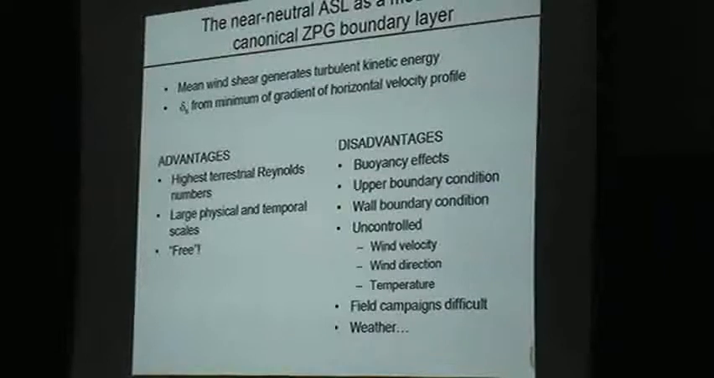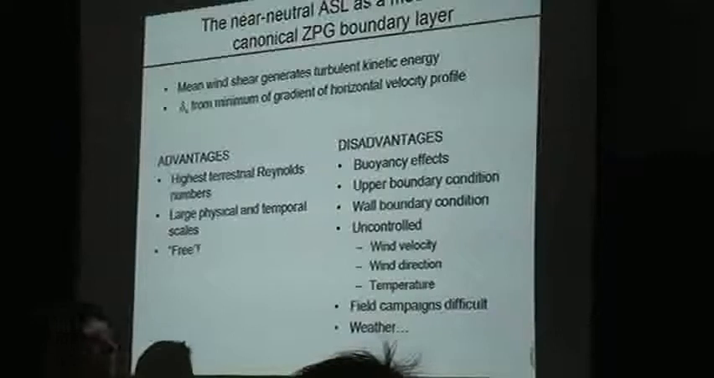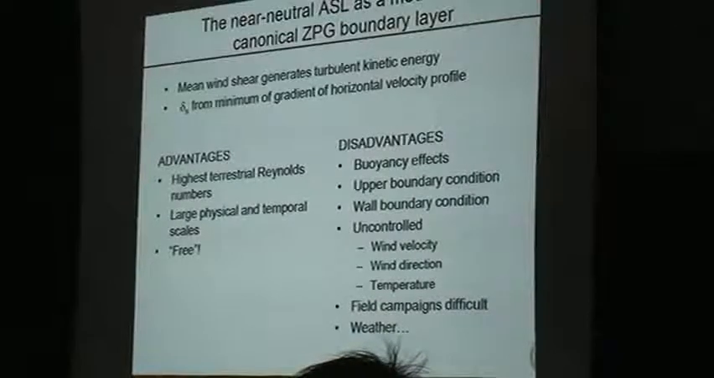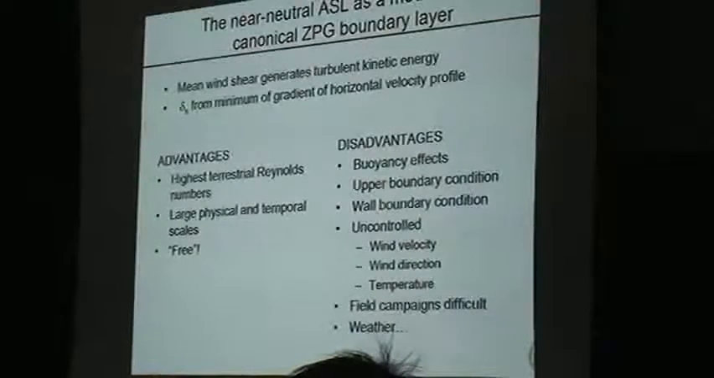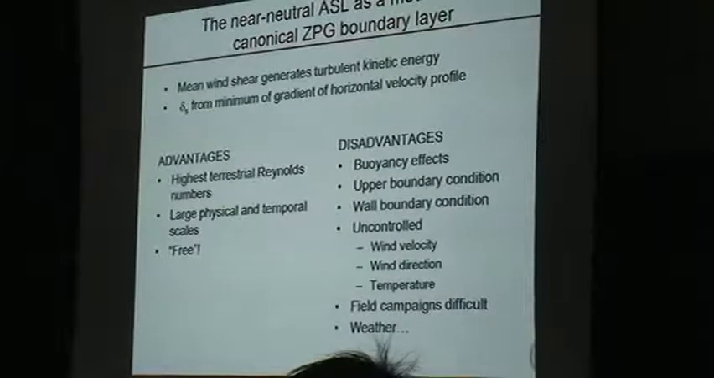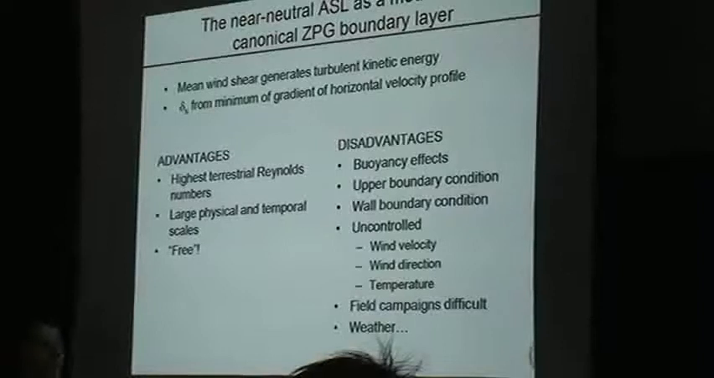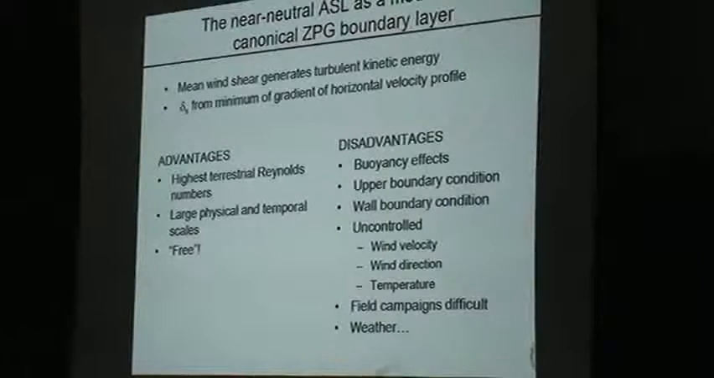Advantages: I mentioned that it's a very high Reynolds number, large physical and temporal scales, and it's free, as long as you can get out there. Disadvantages: we've gone through buoyancy effects, the upper boundary condition I talked about quite a bit. I haven't talked about the lower boundary condition, but I'll spend some time on that, so the wall boundary condition. And control, so the velocity and the direction of the wind and the temperature are something that you can't control. As I pointed out, you just take data, and then the way we did it was to analyze afterwards and see what was the good data and what you really couldn't use.